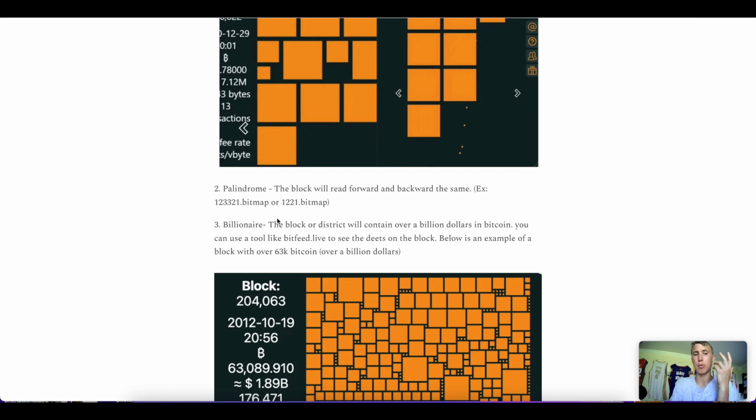Palindrome, there's a provably scarce amount of this. Why? Because 1, 2, 3, 3, 2, 1, that's a palindrome. It reads one way and then it reads the same way in reverse. So that's why I gave the examples of these.